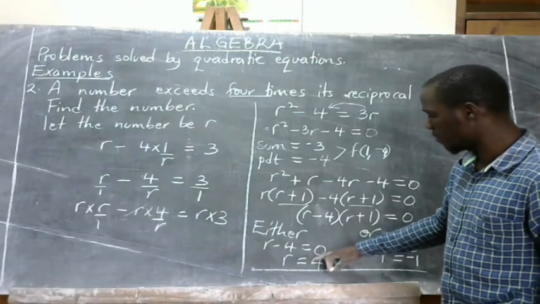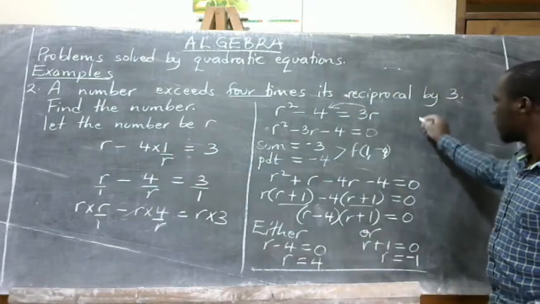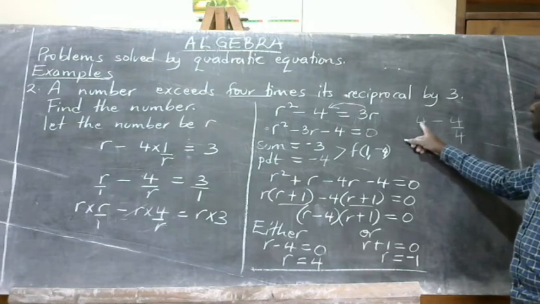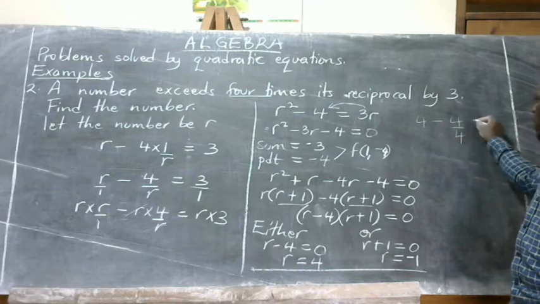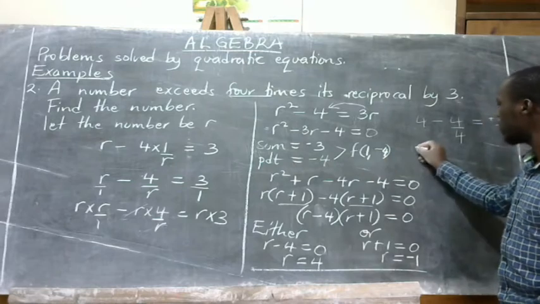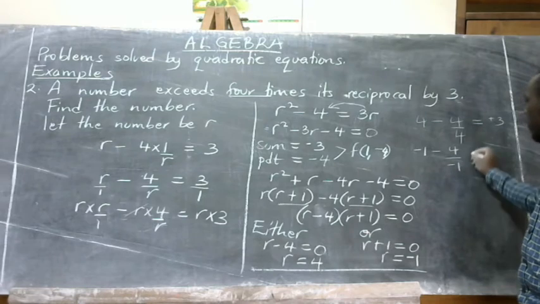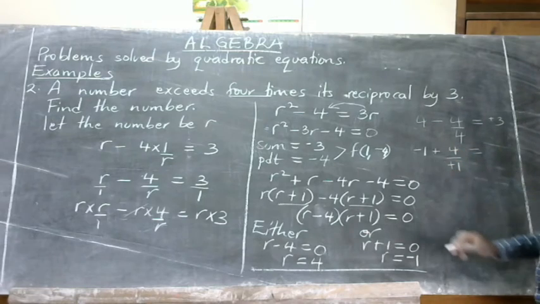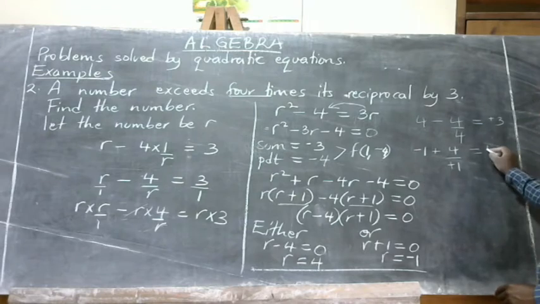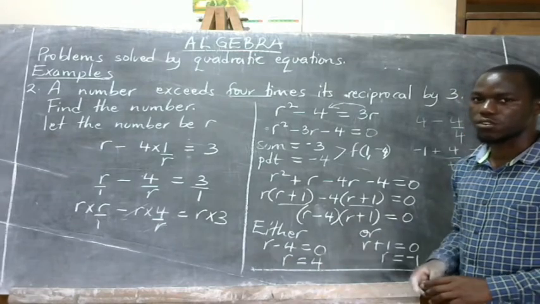When you try to substitute these values back to see if they can give you a 3, that is 4 minus 4 all over 4. You can see that this is going to be 4 minus 1, and you get a positive 3. Then when I use a negative 1, this is going to be negative 1 minus 4 all over negative 1. You see that this and that are going to be positive. Then 1 plus 4 gives me positive 3. So the two answers are correct.